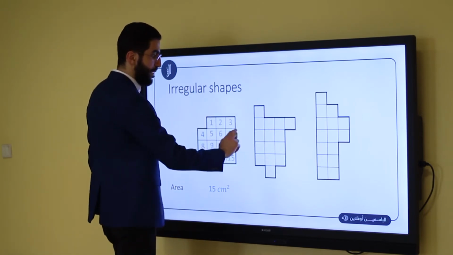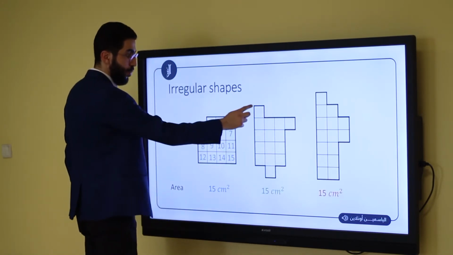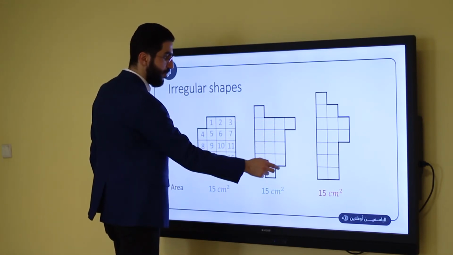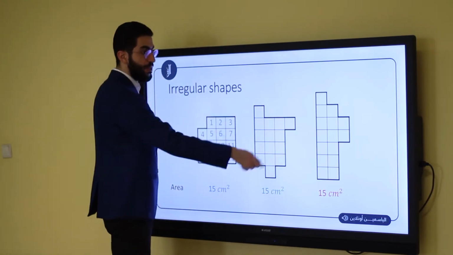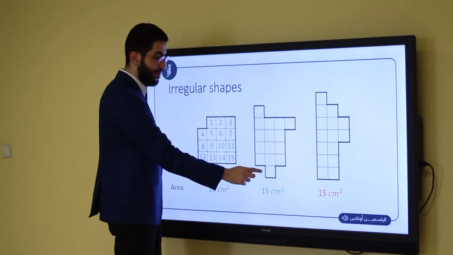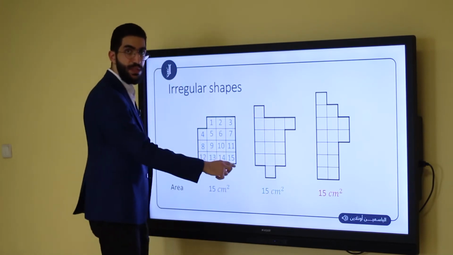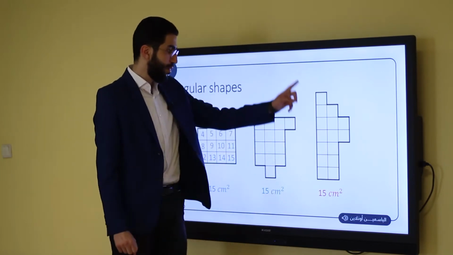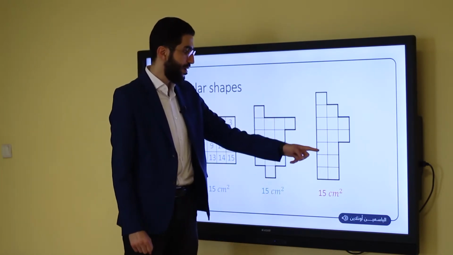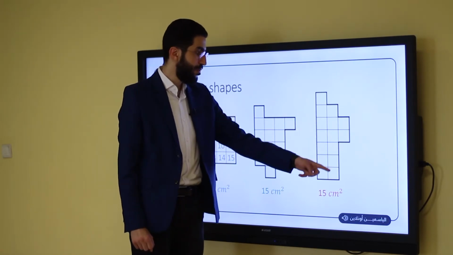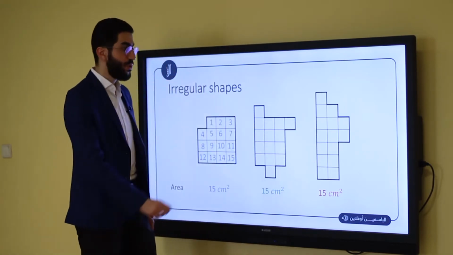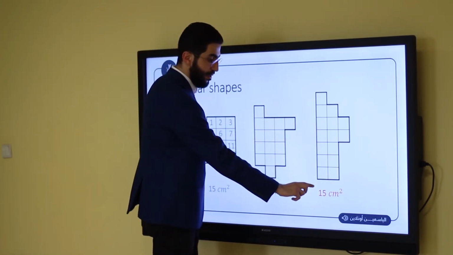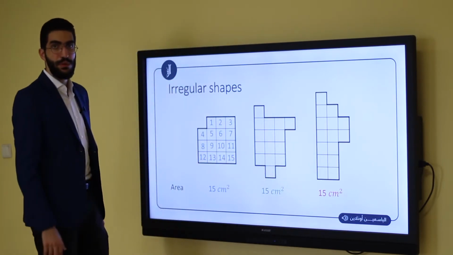Now, this shape, again the same thing. We count how many: 1, 2, 3, 4, 5, 6, 7, 8, 9, 10, 11, 12, 13, 14, 15. So again, how many squares do I have inside this shape? I have 15 squares. So the area is 15 centimeter squared. Now for this shape, again, we count how many we have. 1, 2, 3, 4, 5, 6, 7, 8, 9, 10, 11, 12, 13, 14, again 15. So this shape has 15 squares inside it. So the area is 15 centimeter squared.